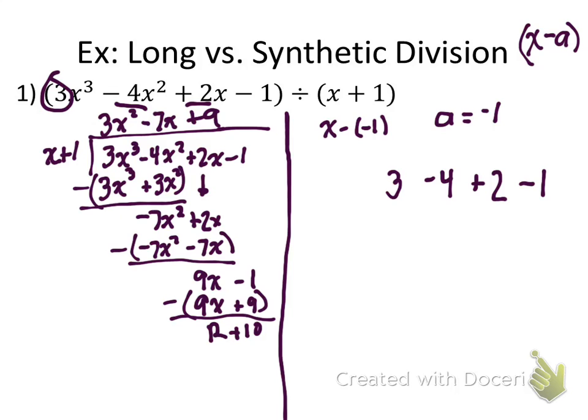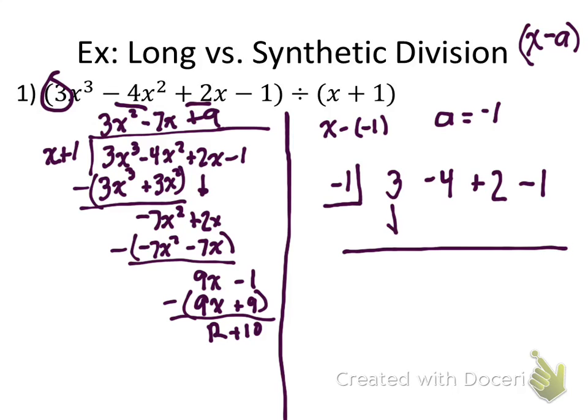Then you write down your a. Adjacent to it, write down negative 1 and put kind of like a half box around it. Okay? And leave a little space for numbers to write over here, so leave some space and draw a line underneath. And now you set up your synthetic division problem. From this point on, it's pretty straightforward.